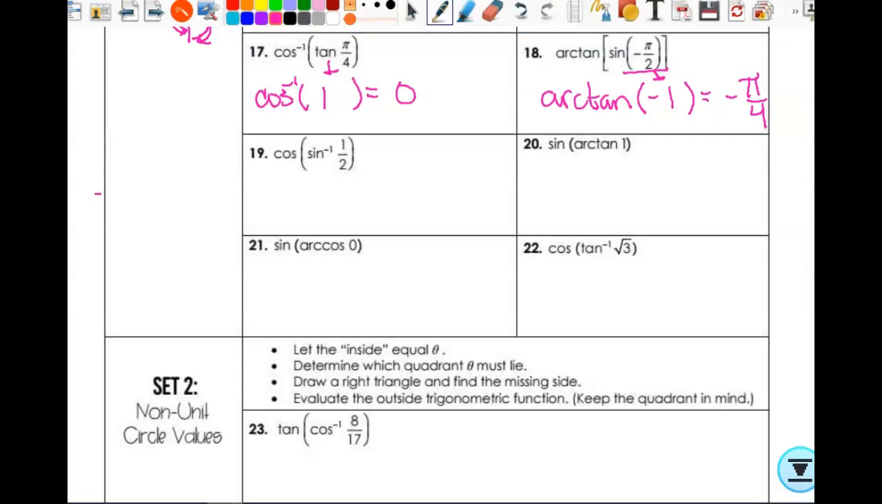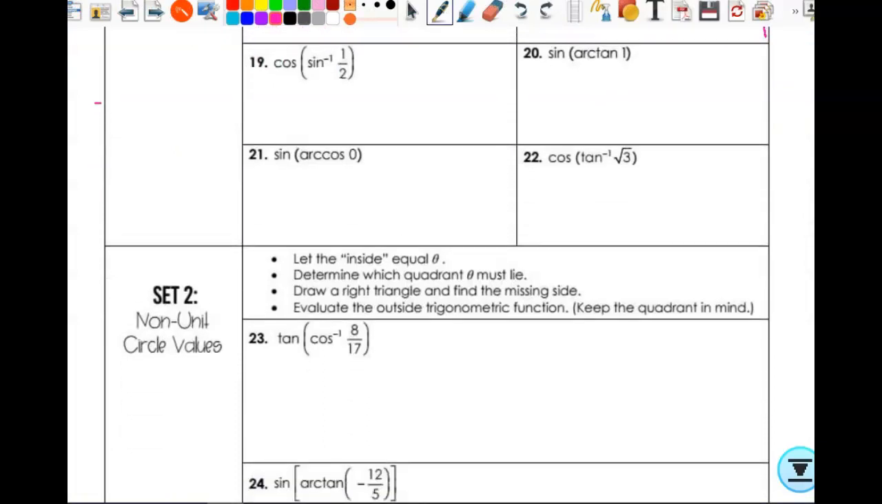Max. All right, so we have the cosine of, all right, so what is the sine inverse of 1/2? What angle gives me a sine value of 1/2? Pi 6, okay? Then I need the cosine of pi 6, which is square root of 3 over 2. Very good. Okay, we good?